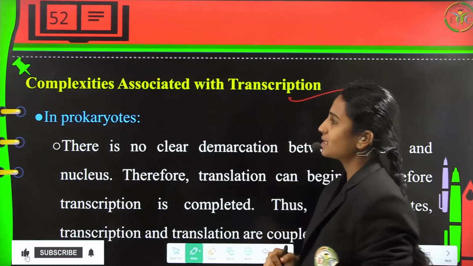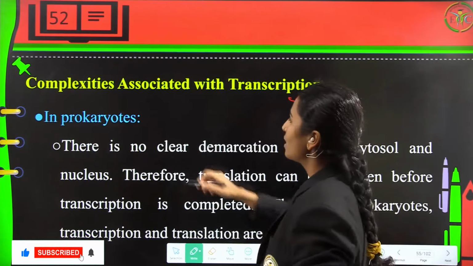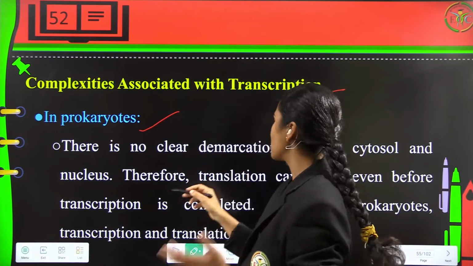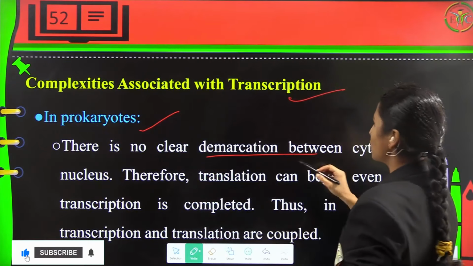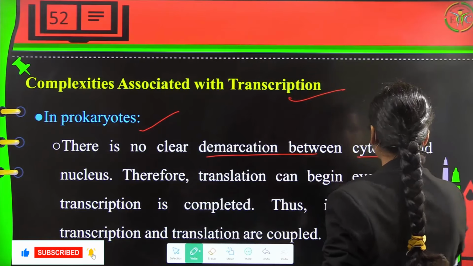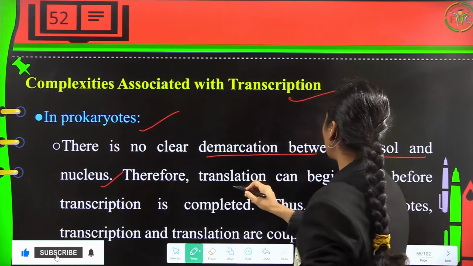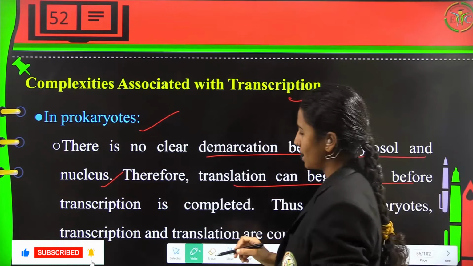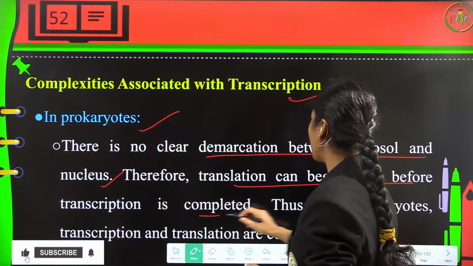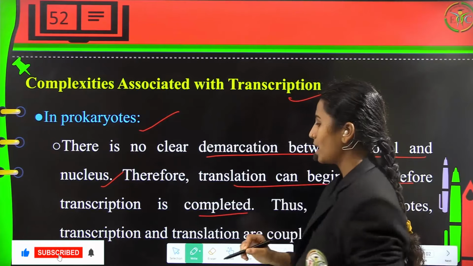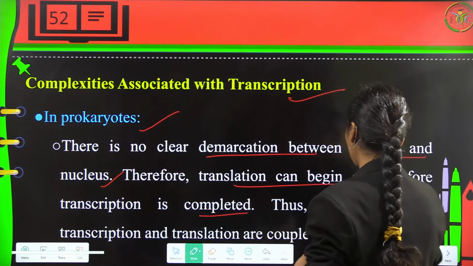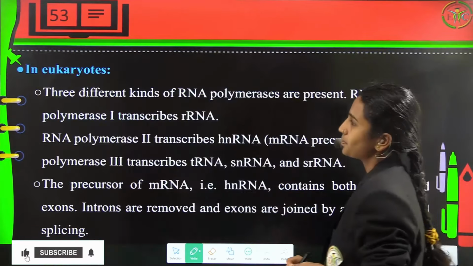Now, the complexities which are associated with transcription. In prokaryotes, basically there is no clear demarcation between the cytosol and the nucleus. So translation can begin even before transcription is completed. In prokaryotes, transcription and translation are coupled together.